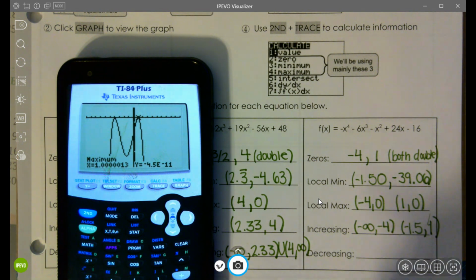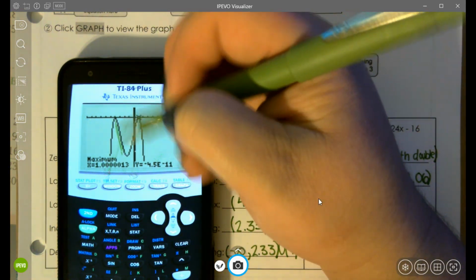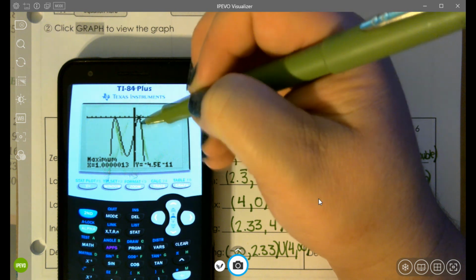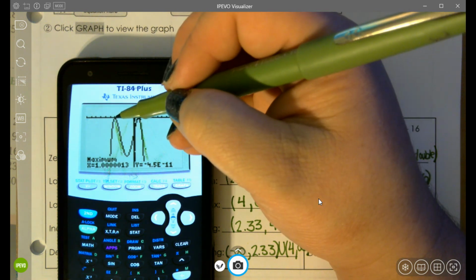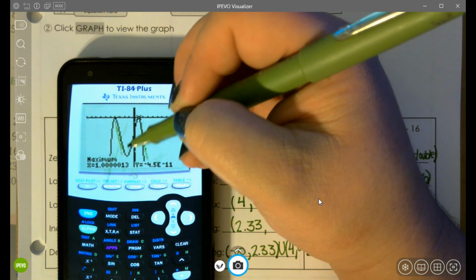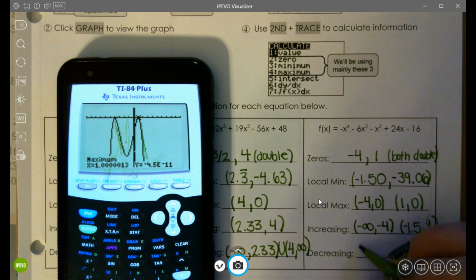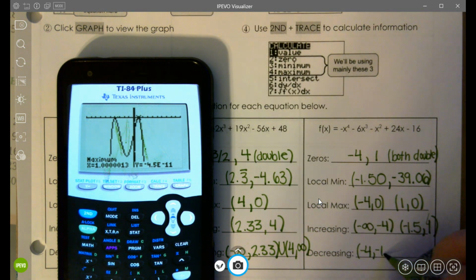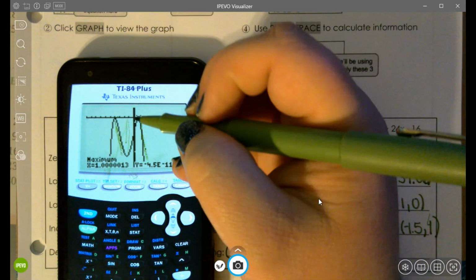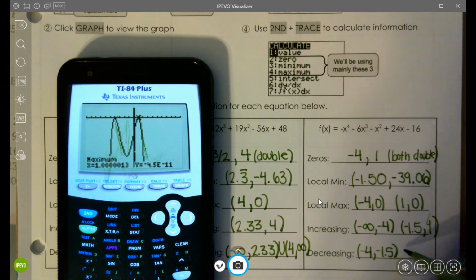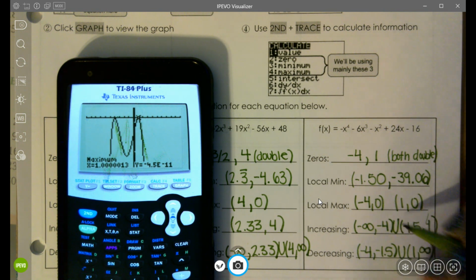My decreasing parts are here and here. So that's -4 to -1.5. And then from the 1 to infinity. And I forgot to write the little u in between on the increasing. There you have it.